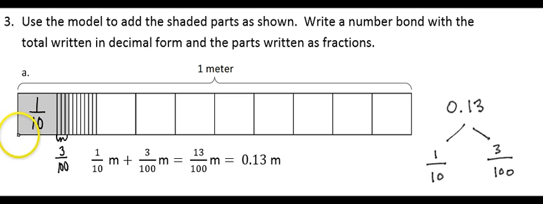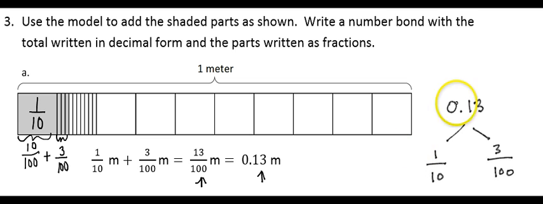Well, this 1/10 is the same as 10/100ths. I could divide this section into 10 pieces just like we have in the next section. So when I add my 10/100ths to my 3/100ths, I get 13/100ths of a meter. And 13/100ths written in decimal form is 0.13. The 3 needs to land in my hundredths spot, which is the second place after the decimal.